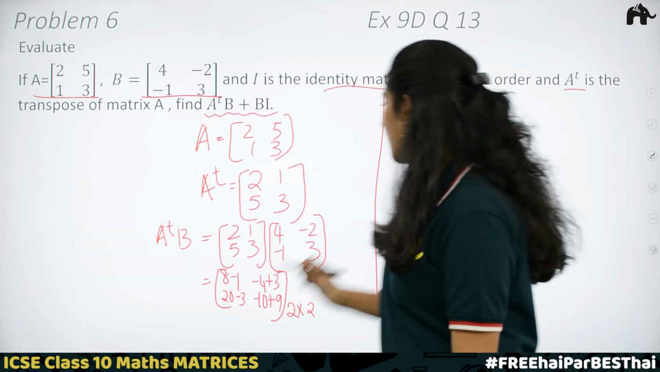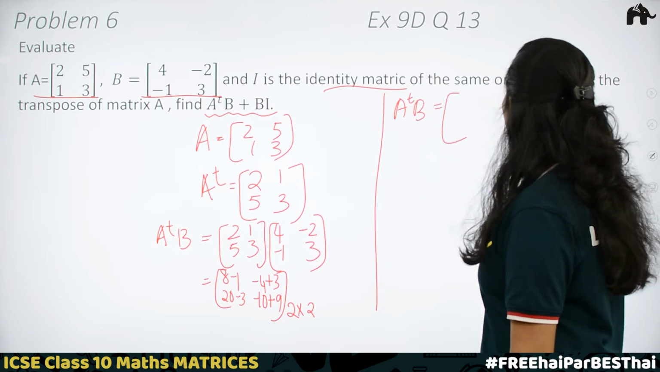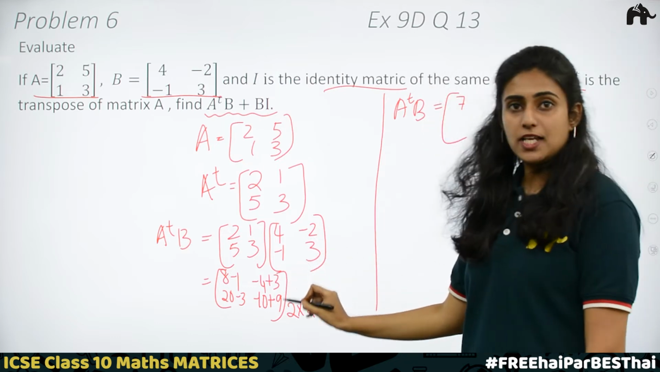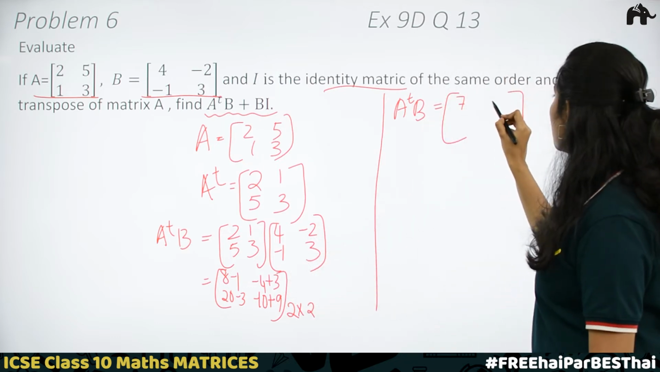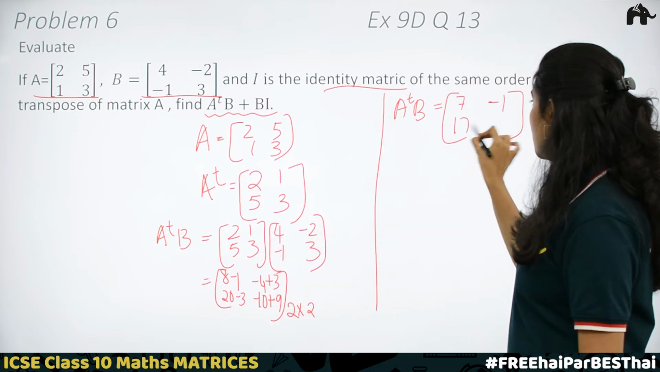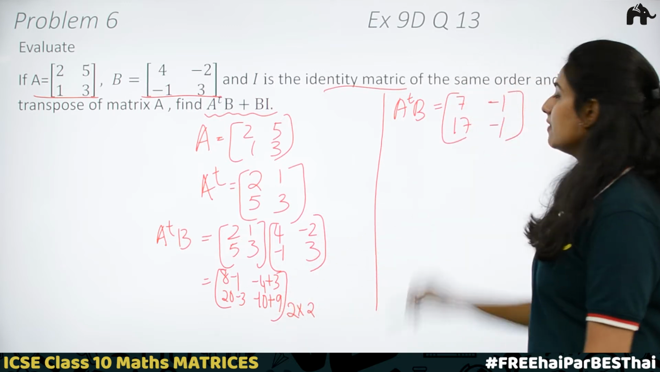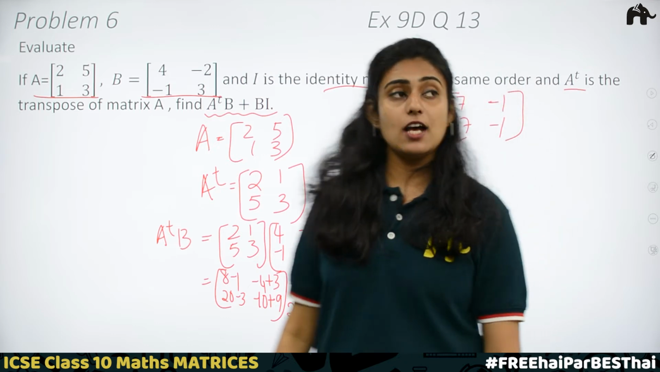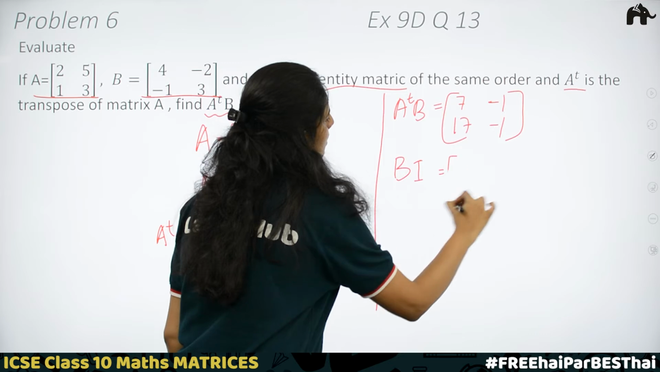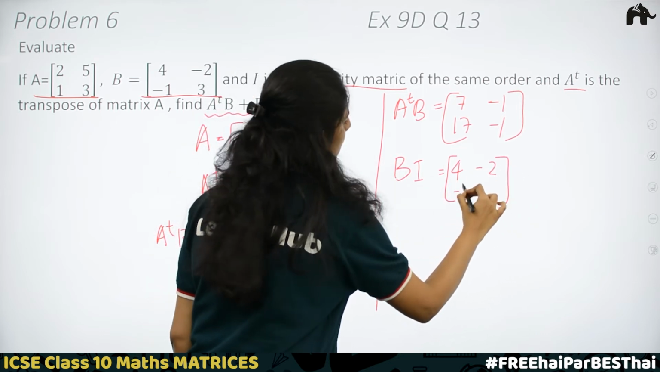Now, what are the elements of A transpose B? It is equal to 8 minus 1, 7. Then minus 4 plus 3 is minus 1. 20 minus 3, 17. Minus 10 plus 9, minus 1. We got A transpose B. Now, we will find BI. B is given, which is [4, -2; -1, 3].